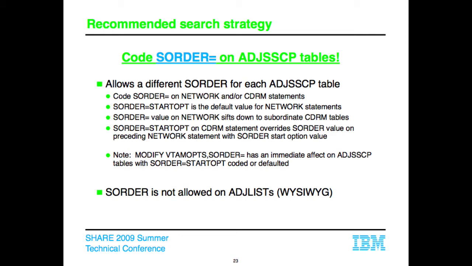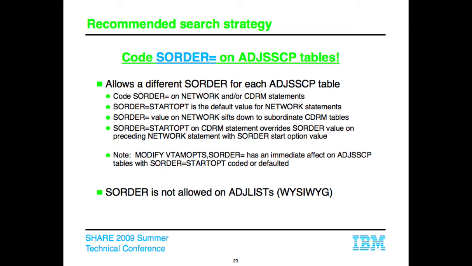Notice, by the way, that if you issue the modify VTAM ops command to change the sorder value, it has an immediate effect on any adjacent SSCP tables coded with sorder equals start op. The reason is that when we activate the table, we do not remember the start option value in effect at that time. Instead, we remember the fact that he wants us to use the current value. Every time we select that table for searching, we look at the current value of the VTAM start option sorder and use that value for that search.